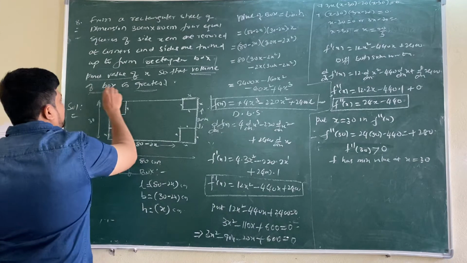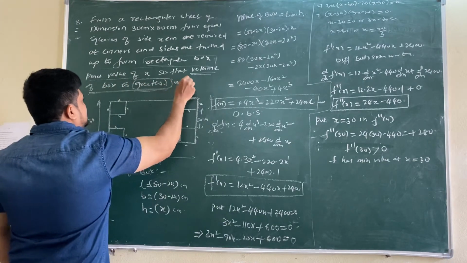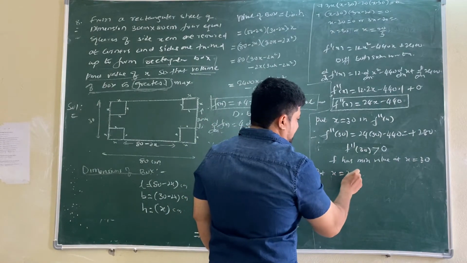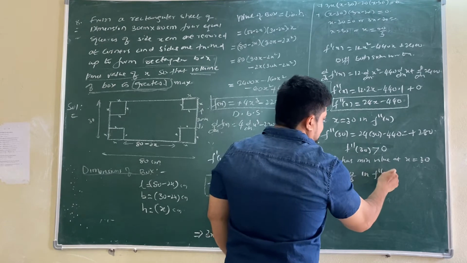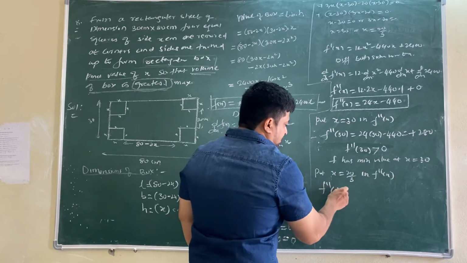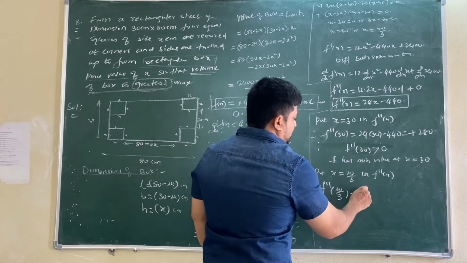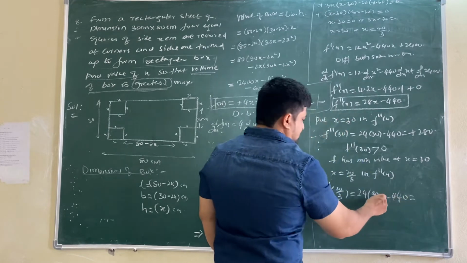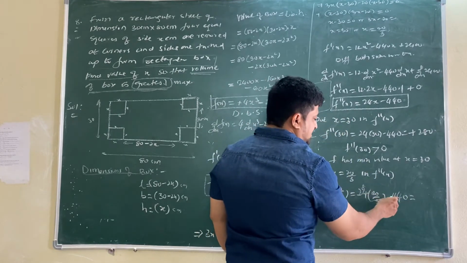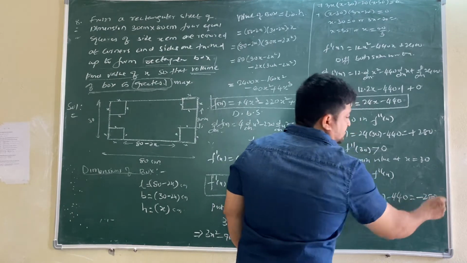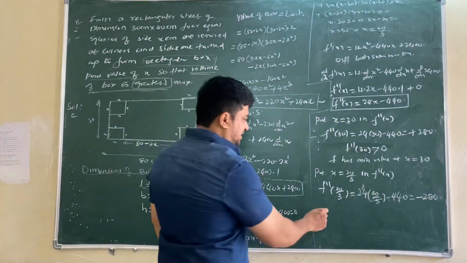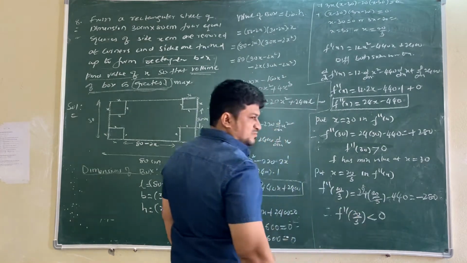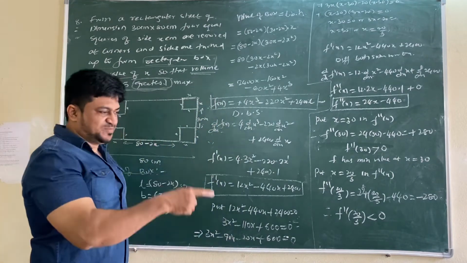We need to get the volume of the box maximum. Greatest means maximum. So then we'll again put x equals 20 by 3 in f double dash of x. Now f double dash of 20 by 3 is 24 into 20 by 3 minus 440. 24 into 20 by 3 is 160, 160 minus 440 is minus 280. Negative value. We can write here f double dash of x2 is less than 0. Less than 0 or not? Yes. Negative value means less than 0.